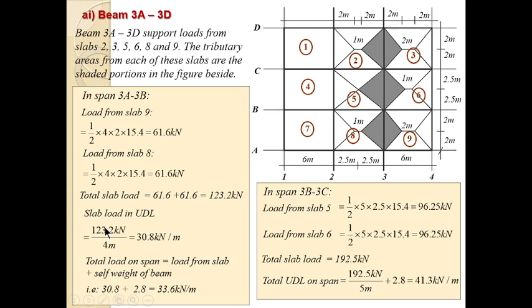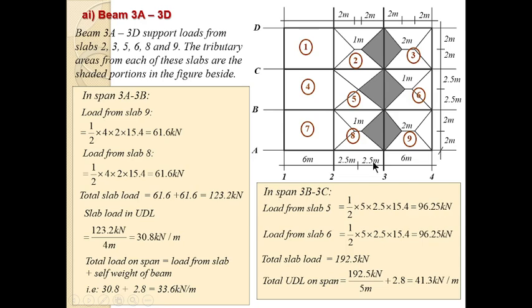Now to change it to a UDL, you divide it by the length of the beam. The length here is 4 meter: 2, 2. So we divide it by 4 and that gives us 30.8 kilonewton per meter. Now the total load on the span is equal to the load from slab plus self weight of beam. Remember, we have calculated our self weight of beam to be 2.8 kilonewton per meter. So when we add it to the load of the slab, we have the total load on that beam in that span, which is 33.6 kilonewton per meter.